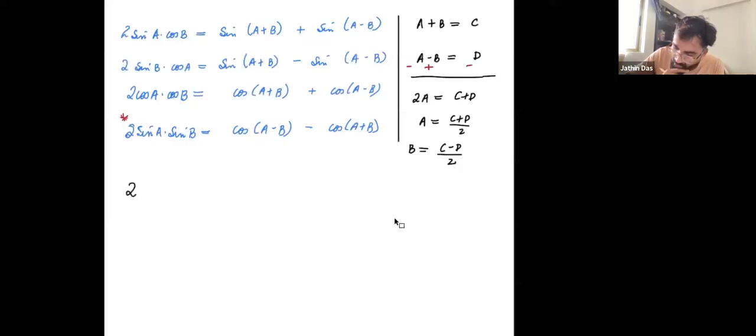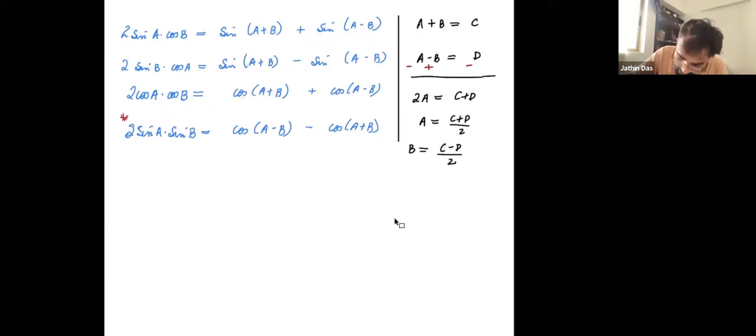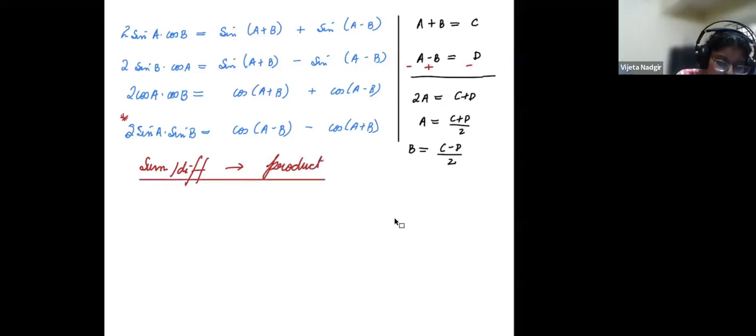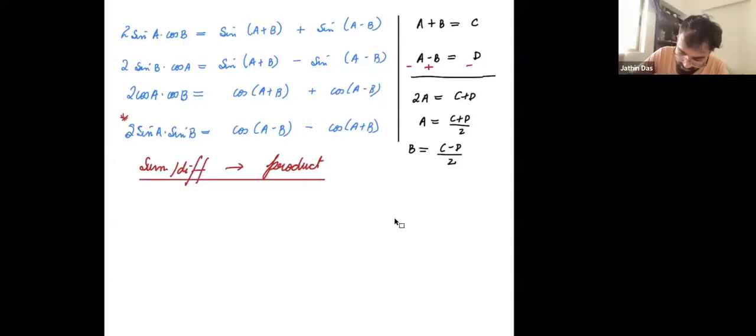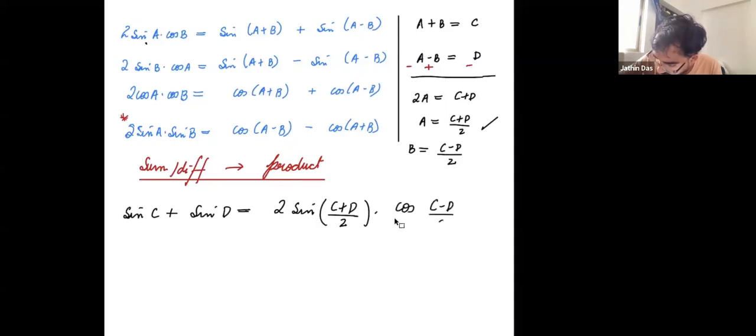How will it look? I'll take the right hand side to the left hand side, because we now want to convert sum or difference into product. So I want the right hand side now on my left hand side. So instead of sine a plus b, what will I write? Sine c. Sine c plus sine d is 2 sine a, and instead of a I'll write c plus d by 2, and cos c minus d by 2.